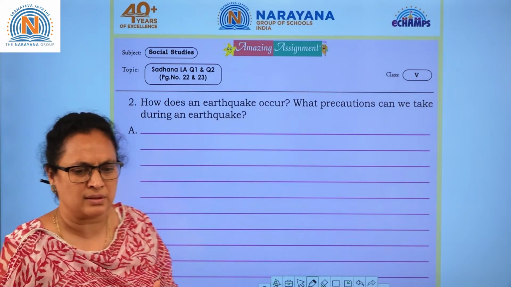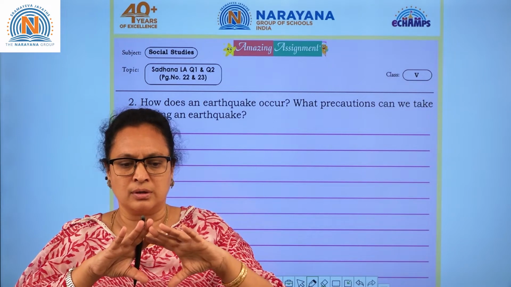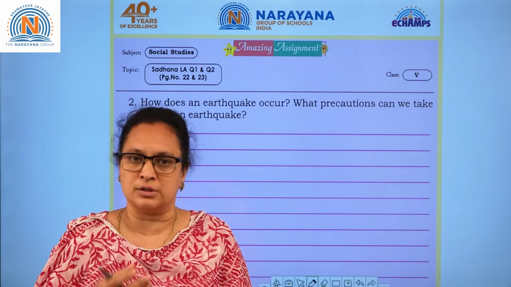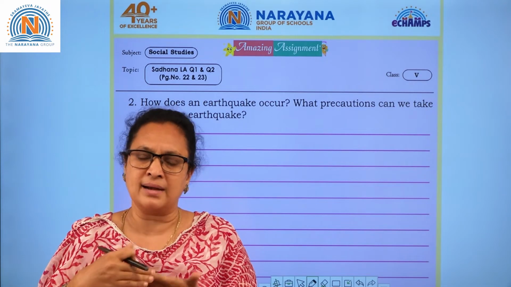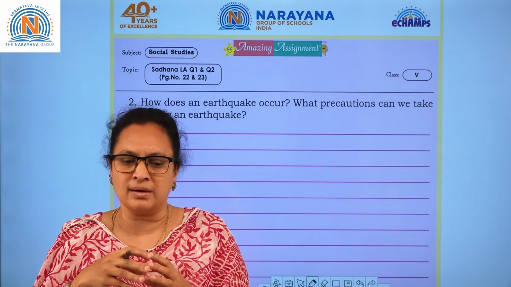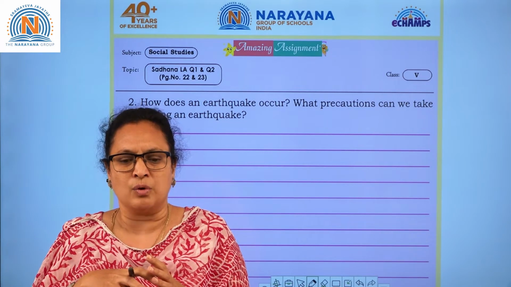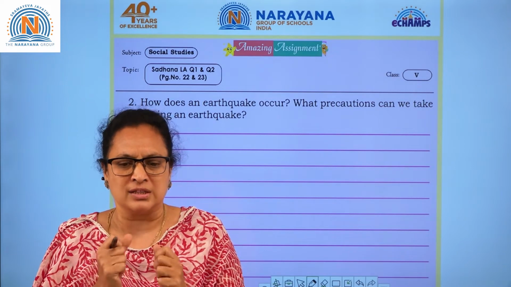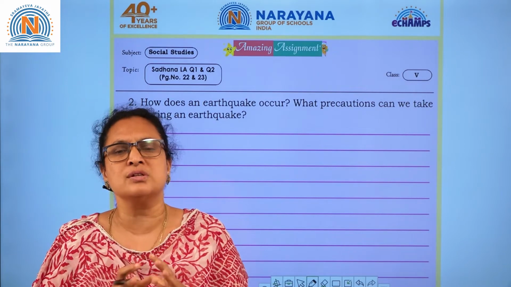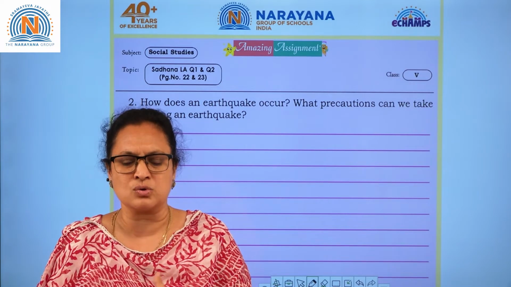What is earthquake? If you know the interior of the earth, the middle part is the core, right? First is the core, then mantle and the crust. So when the earth's interior gets more heat, the magma comes out. When the magma comes out, there will be a lot of friction on the surface of the crust. This is all about the earthquake.